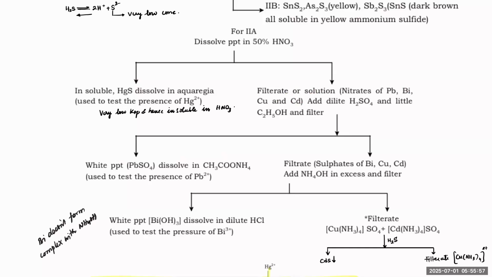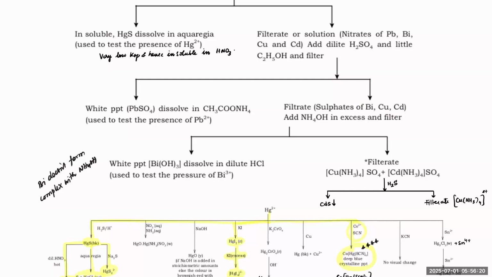So you will get a PbSO4 white precipitate, and PbSO4 usually gets dissolved in ammonium acetate. Got it? And that is used as a test for Pb2+. On the other hand, if there is no precipitate forming, that means we will have bismuth, copper, and cadmium present, right? In that, you add NH4OH and filter it.